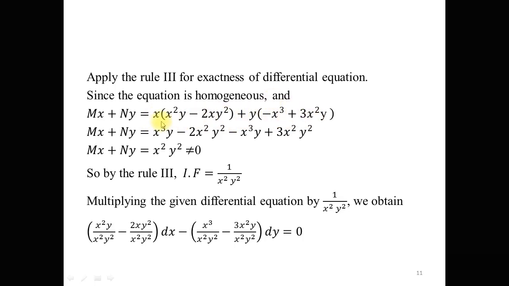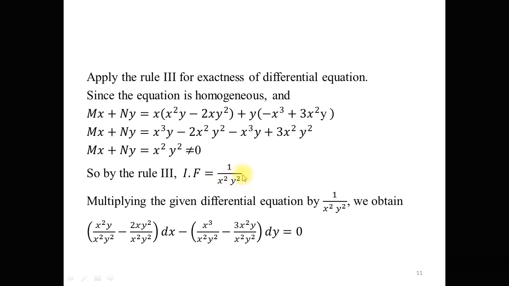So after simplification, x cube y minus 2x square y square minus x cube y plus 3x square y square, these two terms cancel, and minus 2x square y square plus 3x square y square is equal to x square y square. This is not equal to 0. Now the integrating factor is equal to 1 over mx plus ny. This is mx plus ny. So the integrating factor is 1 over x square y square.